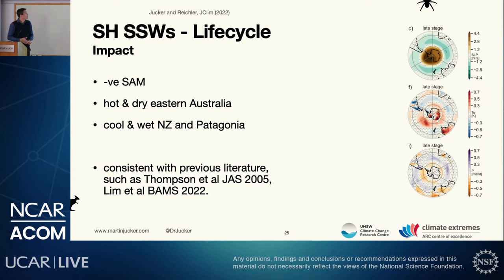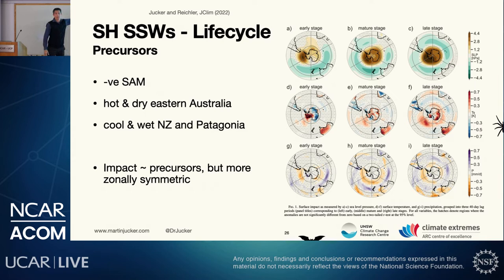Totally consistent with what others said. And if you're not just focusing on Australia because you happen to live there, it's also cooler and wetter over New Zealand and cooler and wetter over Patagonia, or the southernmost tip of South America. But now, if you look at what happens before, the first three lines are still exactly the same. So our sea level pressure anomaly, although much more zonally asymmetric, still projects strongly onto the negative SAM. We still have a hot and dry Australia. So even 3 months before the event actually happens, we already have a large amount of what we usually think of as the impact of the sudden warming at the surface.